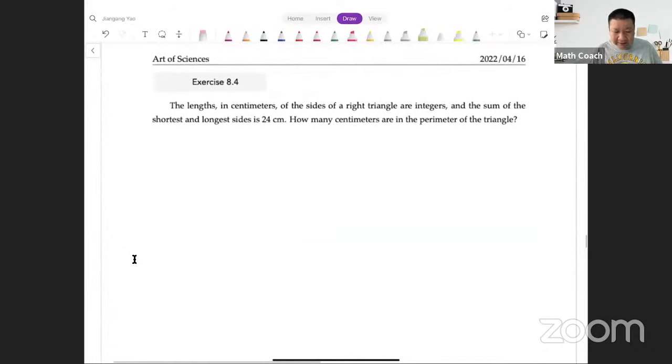8.4. The lengths in centimeters of the sides of a right triangle are integers, and the sum of the shortest and longest side is 24 centimeters. How many centimeters are in the perimeter of the triangle? Okay, 86, go ahead. And 86, your answer is not correct. So 88, go ahead. Yes, your answer is correct. And the answer is 36.